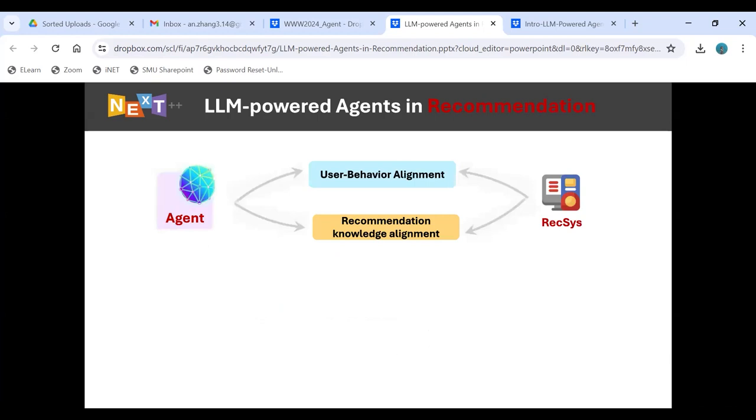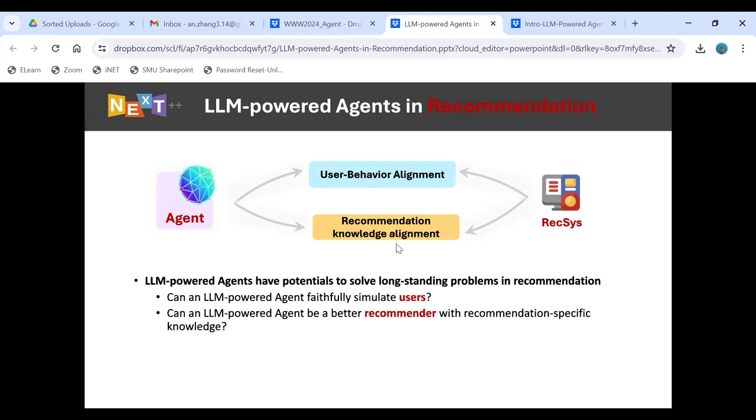If we all agree on this, then basically there are two types of agents in recommendation. The first one is using large language model powered agents as users, for user behavior alignment. The second one is using agents as recommenders. Basically, we need to answer two problems. The first one is, can large language model powered agents faithfully simulate users? The second one is, can large language model powered agents be a better recommender with recommendation-specific knowledge? So basically, I will introduce research in these two research lines.